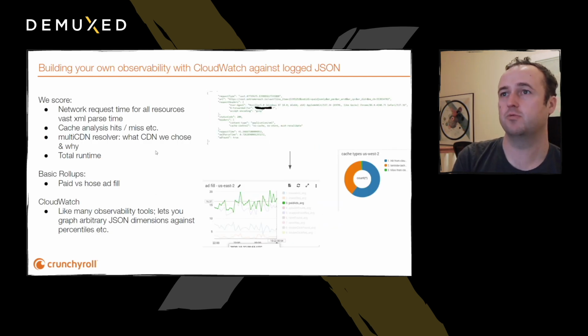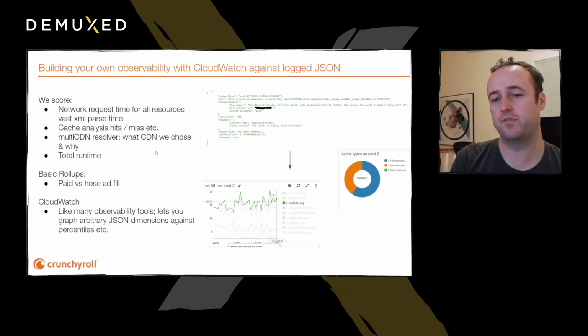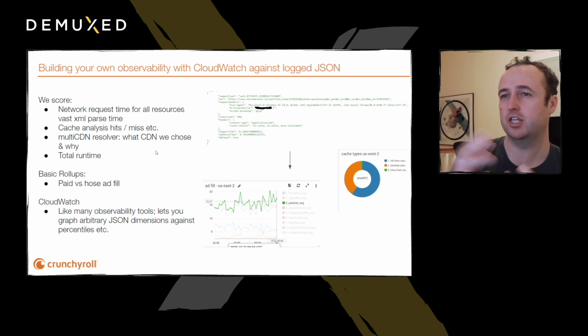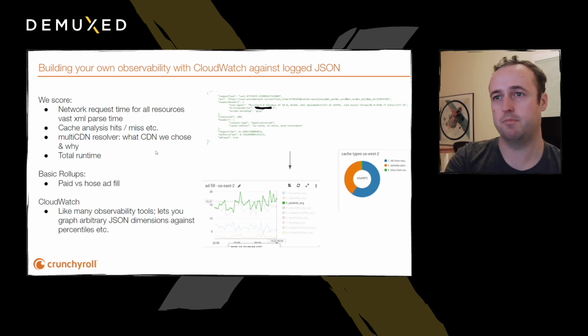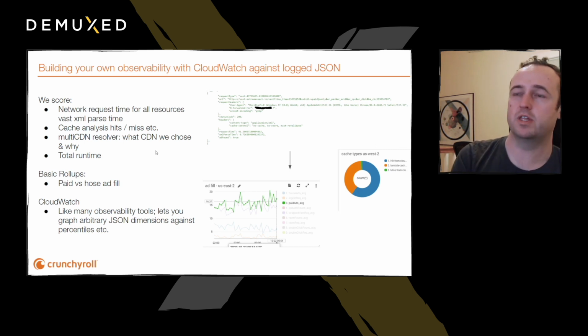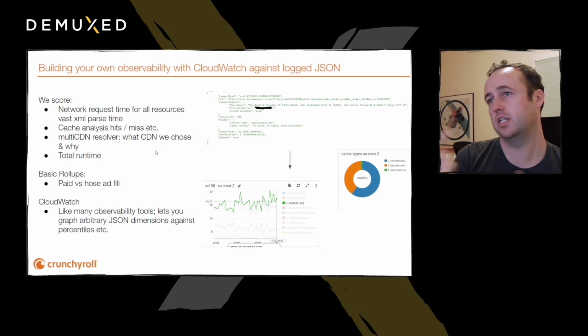Another important aspect of all this: you want to score everything within the Lambda ecosystem. We output some JSON objects to a log. These are fairly verbose JSON objects, up to a few K of JSON, with very detailed profiling of every network resource that was requested, how long it took, what the XML parse time was for the resource, as well as application KPIs, whether we were filling paid ads versus house ads, what CDN the multi-CDN resolver chose and why, the total runtime of the application, and so forth.